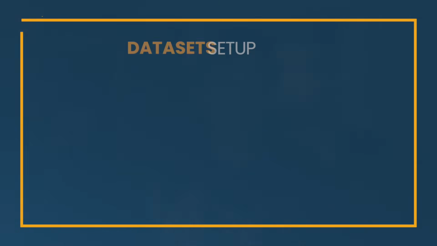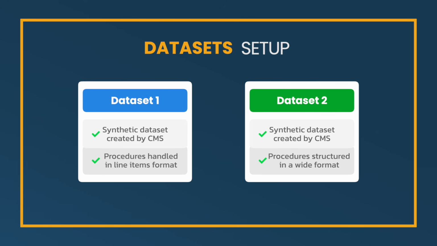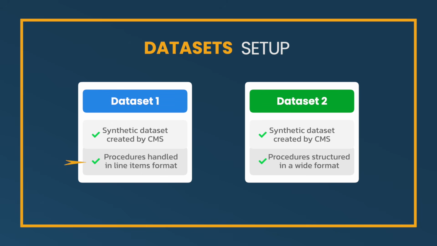If I were to take both of these data sets, they're both synthetic data sets created by CMS. In turn, they both are required to have certain data points, but they are set up in different ways. For example, in the more current data set, claim or procedures are handled in line items. So you actually see the line items with procedures, whereas in the prior data set, they did procedure codes in what is considered the wide format.